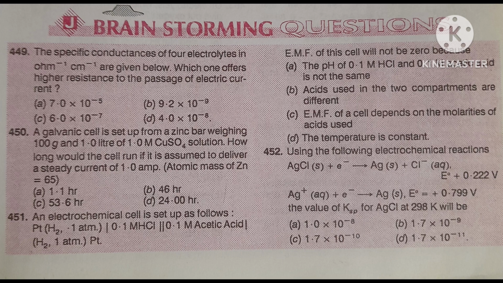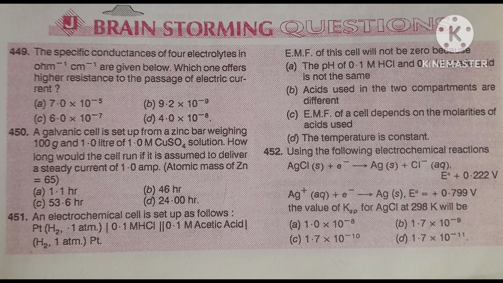The pH of 0.1 M HCl and 0.1 M acetic acid is not the same. Both solutions' pH is not the same. That is the correct reason I can say. Here you will see that E cell is not equal to 0 because the hydrogen ion concentration is not the same in 0.1 M HCl and 0.1 M acetic acid.